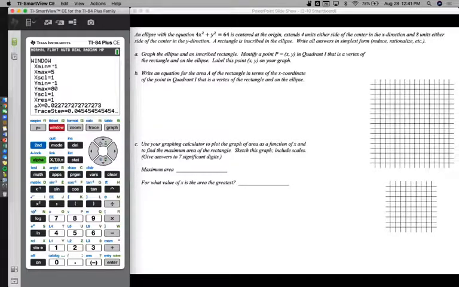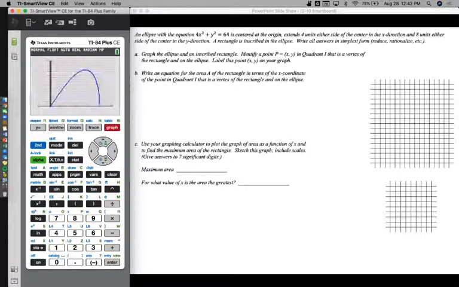Remember that this function is an area function. It represents the areas of all those rectangles. So we only care about positive values of y because y represents area. We don't want any negative values. That's why I'm cutting off the min at -1 for y. We don't care about that. All right, so if I hit graph, we get a curve that looks like this, and we just want to sketch this. So we're going to go over to the right, underneath where we graphed the ellipse and the rectangle.